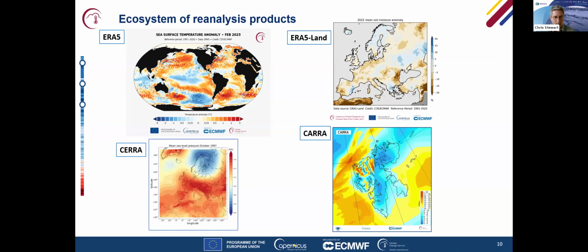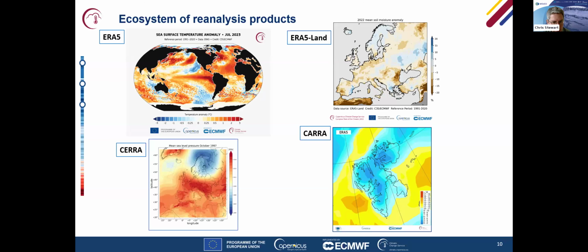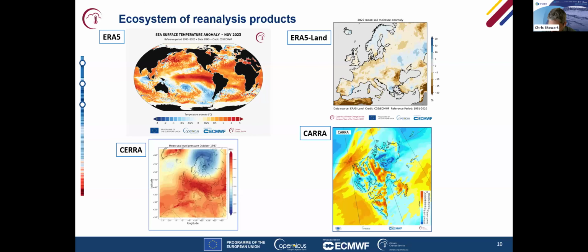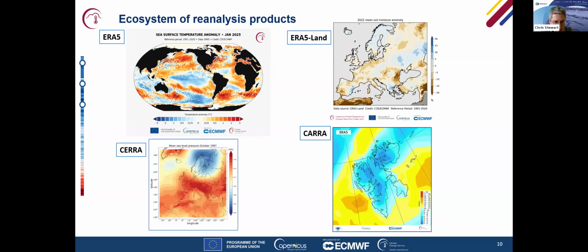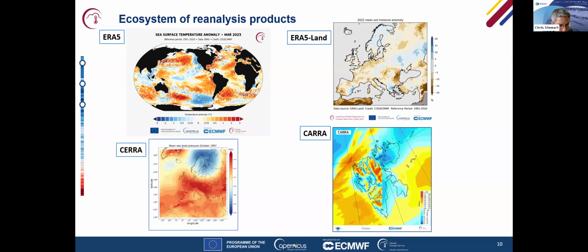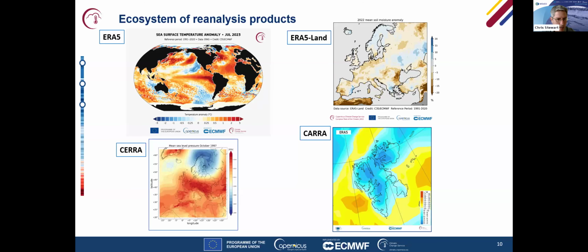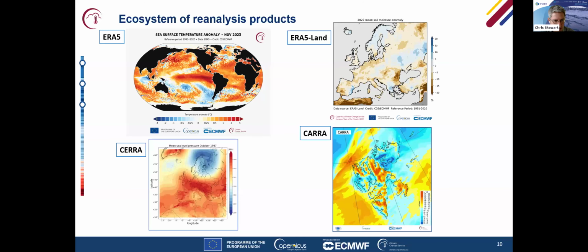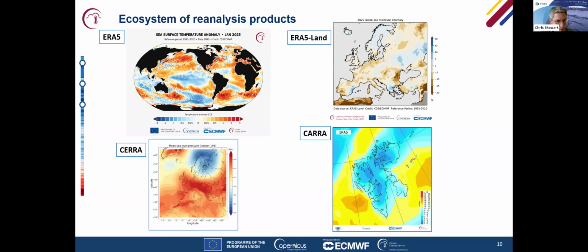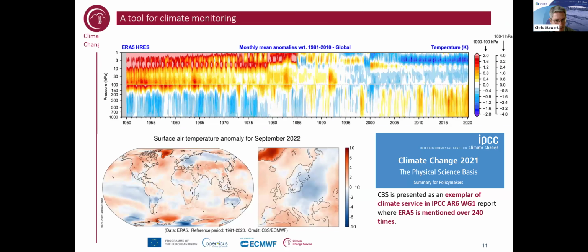And this is just a figure showing some visualizations of this reanalysis data set. So you can see they're gridded, they don't have any gaps. And also, yeah, you can see the difference in resolution, for example, between the regional Arctic reanalysis, CARA, and ERA 5. So the Arctic is the fastest warming region on the planet. And actually, this figure here shows really how accurate this data is and what you can do with it.